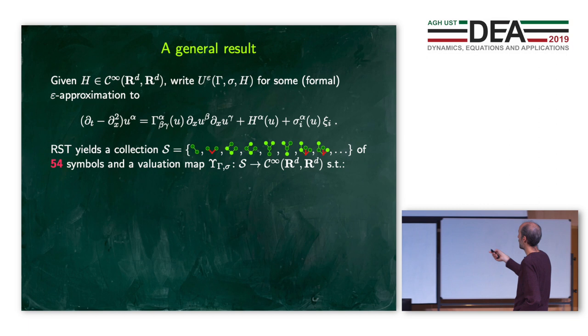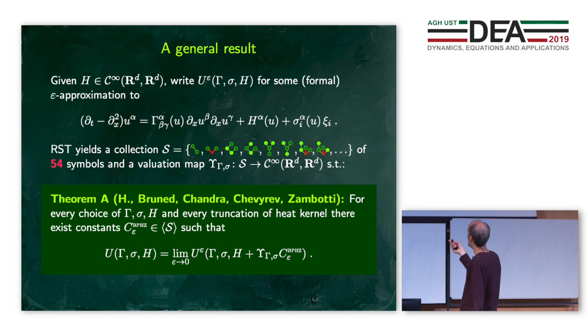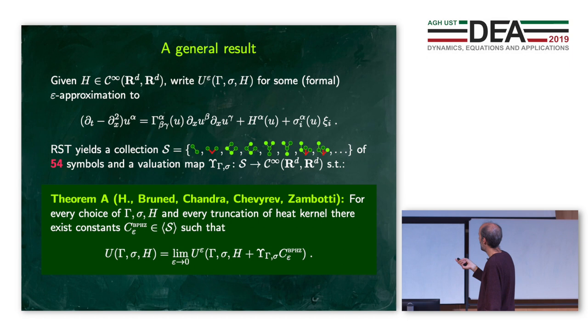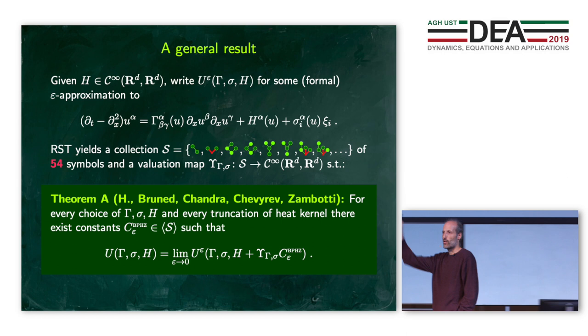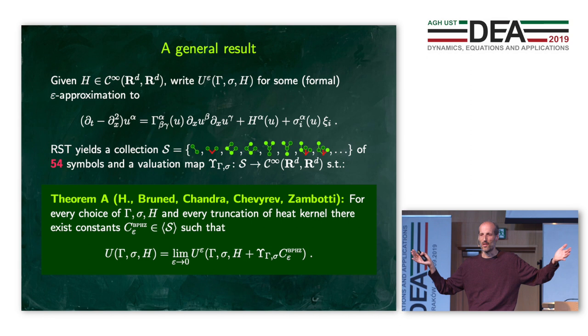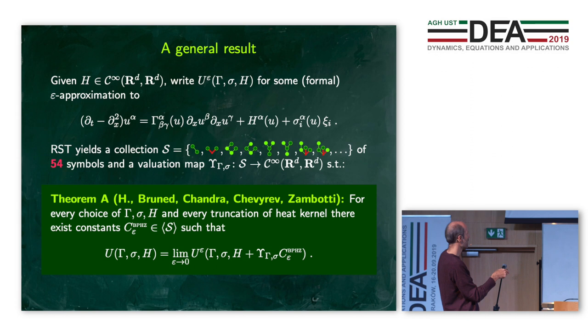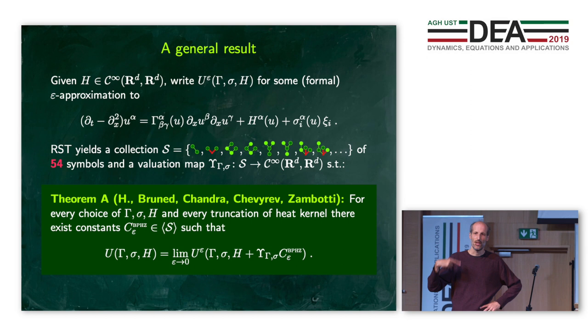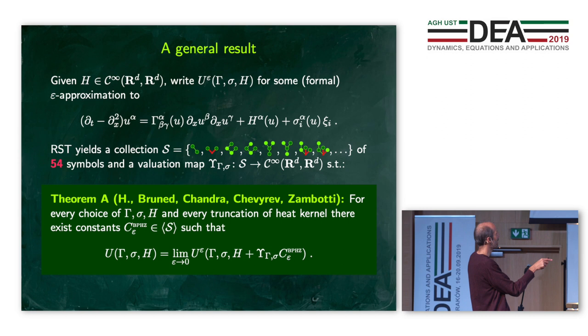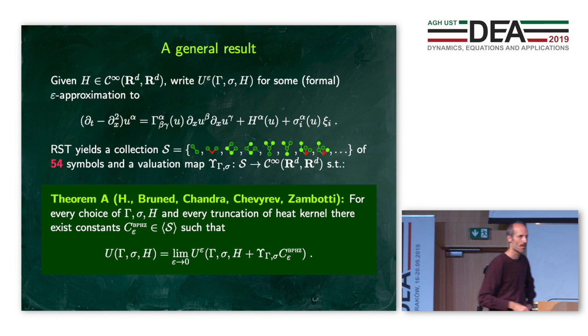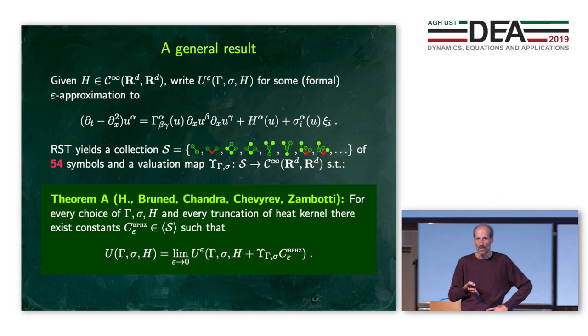And then what the theorem tells you is that you choose these guys in any way you want, smooth. And then you can find constants. I view these constants now as being a formal linear combination of these symbols. You look at the vector space generated by these symbols. It's a vector space of dimension 54. The claim is that there exist elements of this vector space which depend on epsilon and typically diverge as epsilon goes to zero, so that if you modify the equation by adding to H this evaluation applied to these vectors, then that actually has a limit. And then you can call that limit, if you want, the solution to the equation.